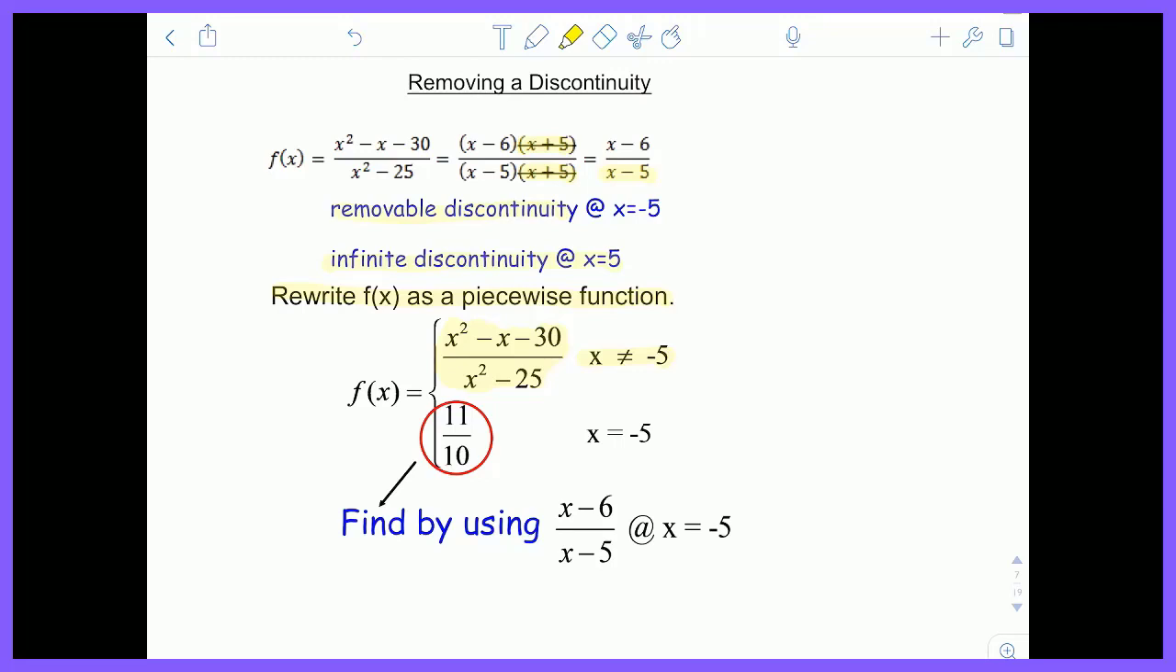And then the second piece of your function is just going to be the value of the extended function evaluated at the point of removable discontinuity. You just plug -5 into x and you get 11/10. And the location of that is the exact place where you checked it, x equals -5. This function that we created has no removable discontinuity. This piecewise function is completely continuous, except of course for the infinite discontinuity at x equals 5. But we created a function where we had two discontinuities, and we were actually able to remove our removable one and rewrite the function as a piecewise.